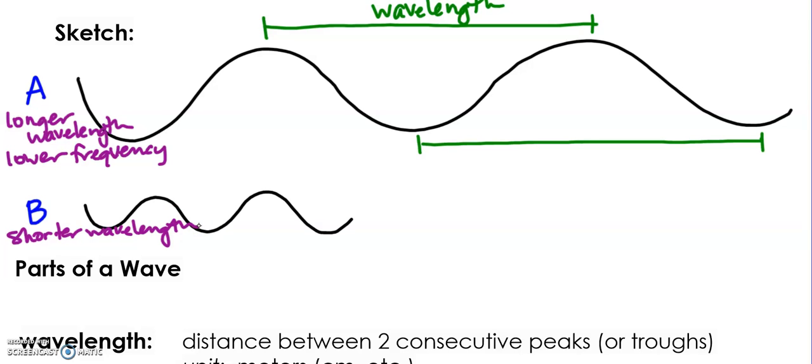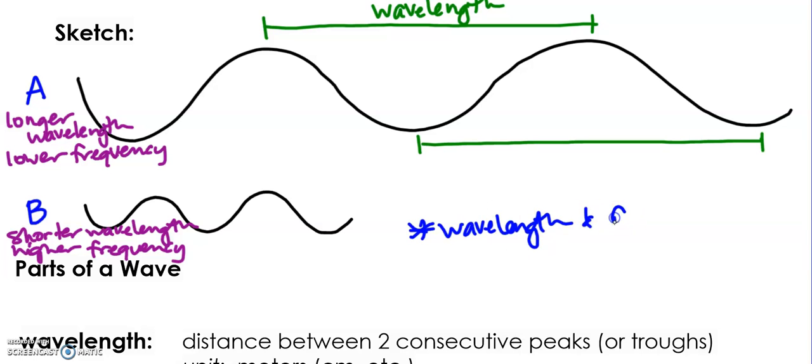Because the waves are closer together, as you stand there and watch them go by, you're going to see more waves per second. So the thing to note here is that wavelength and frequency are inversely related.